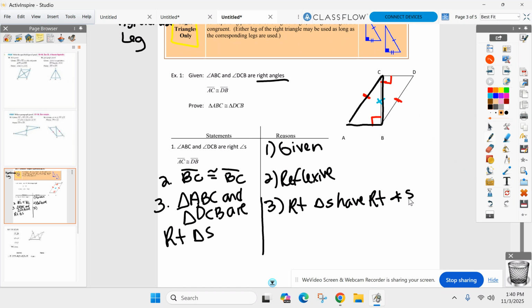Let's go through my checklist again for HL. Do you have hypotenuses congruent? Given. Do you have a leg congruent? Reflexive. Did you tell me you're working with right triangles? Because that's the only time HL can be used. Yes. So now we can say triangle ABC congruent to triangle DCB with our fifth and final method, HL. Do not move on to the next proof.